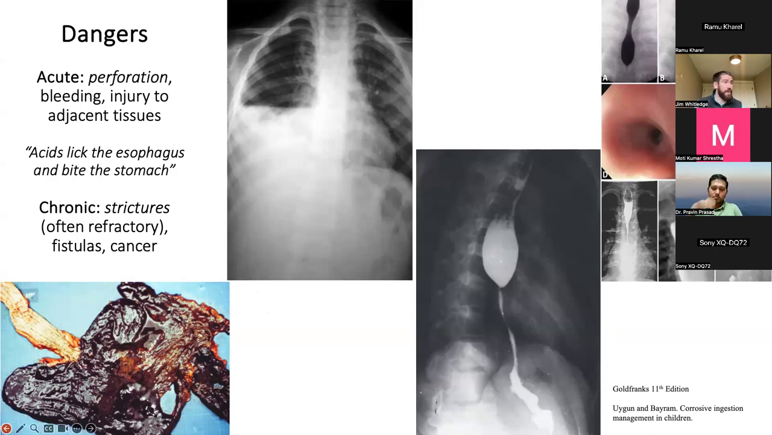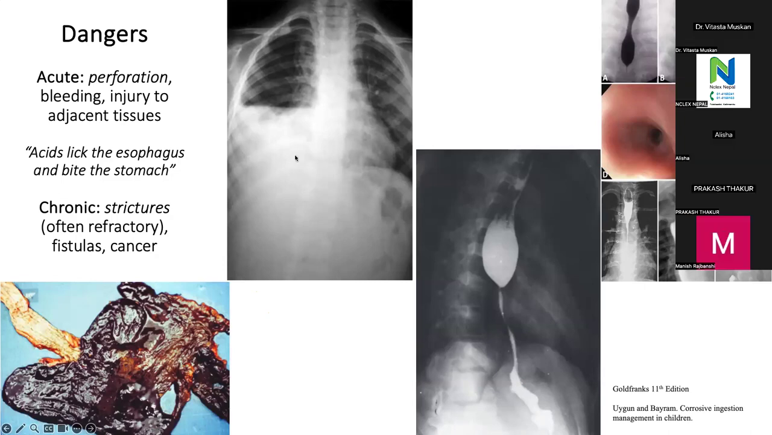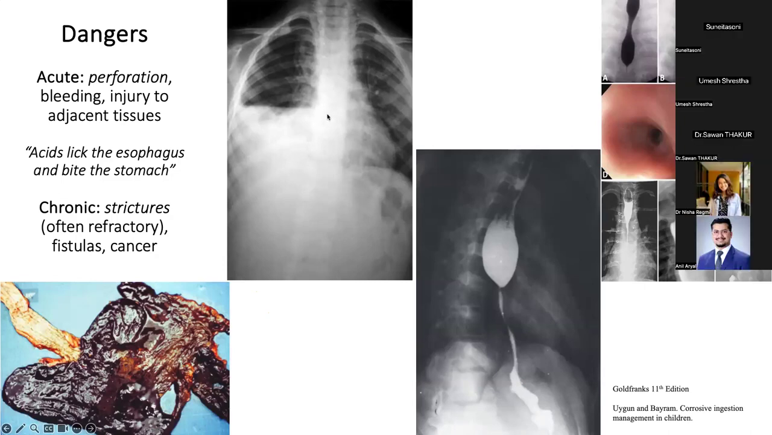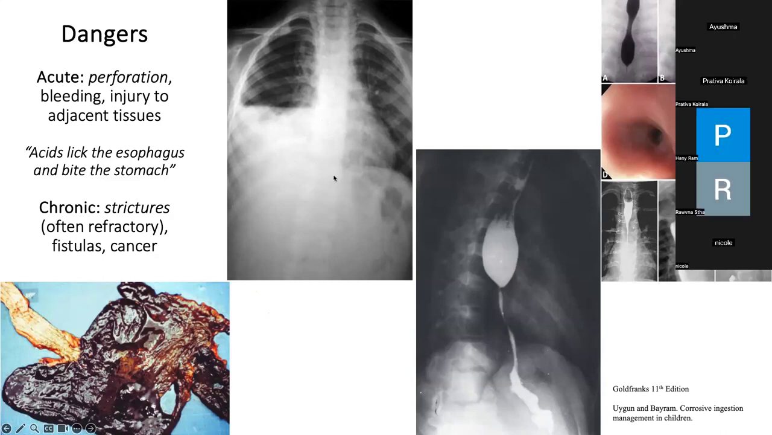And then chronically, and actually I'll just point out here, this is a chest x-ray from someone with a caustic ingestion, and you can see here they have a right-sided pleural effusion, which if I saw that in a patient with caustic ingestion, I would find very concerning, because that suggests that you have some sort of caustic agent which has managed to make its way out of the GI tract.